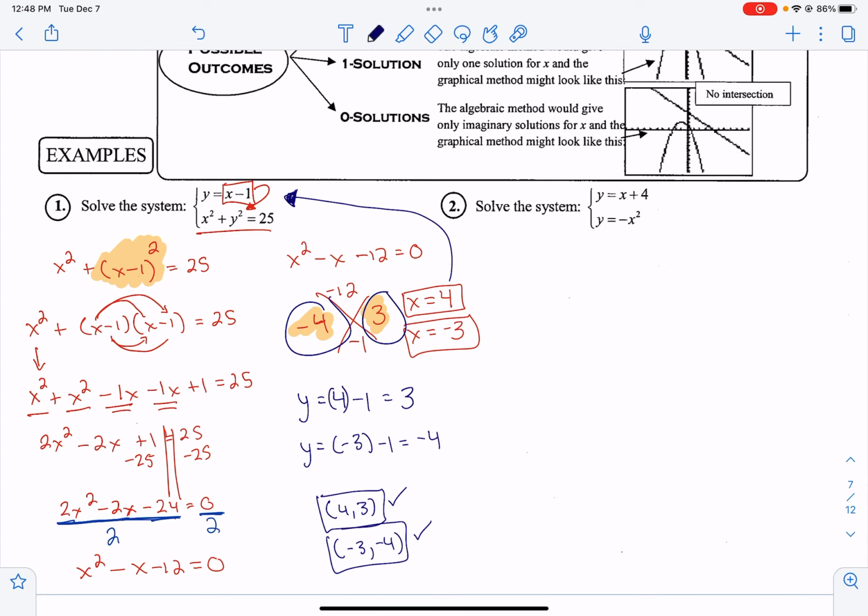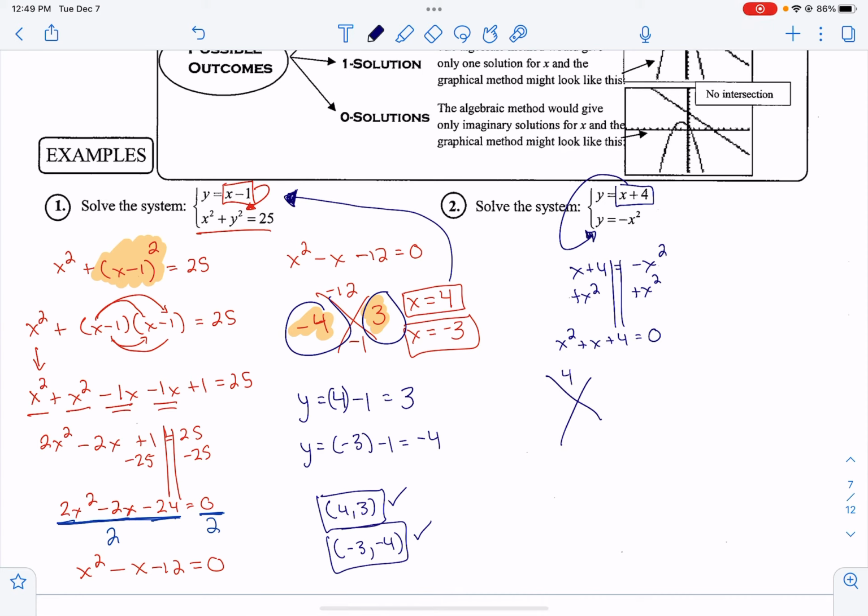Okay, number 2. Same idea. Solve the system: y equals x plus 4, y equals negative x squared. Well, I know that y is x plus 4, so I'm going to plug that in right there for my other y value. So x plus 4 equals negative x squared. Well, I almost have this set equal to 0 already. That was an easy one. So let's add x squared to both sides so that I end up with x squared plus x plus 4 equals 0. Now I can try my big X.